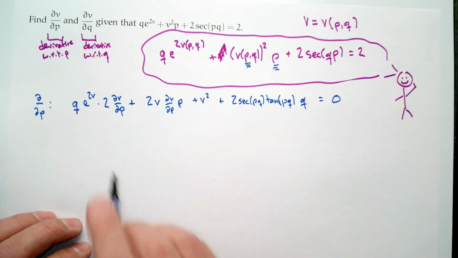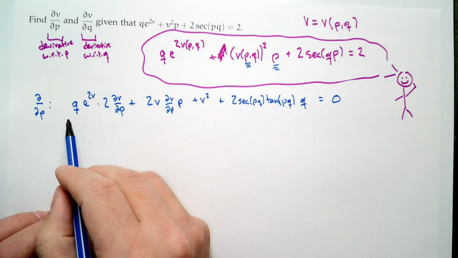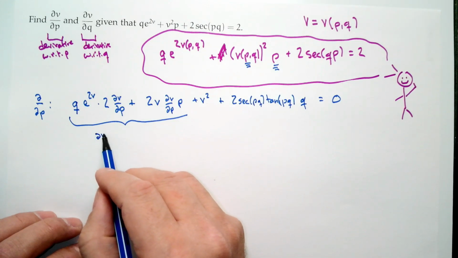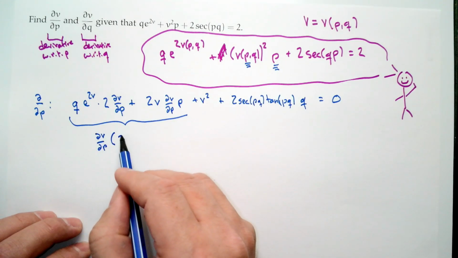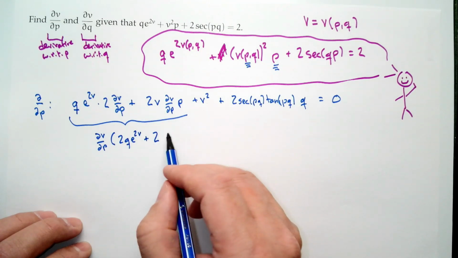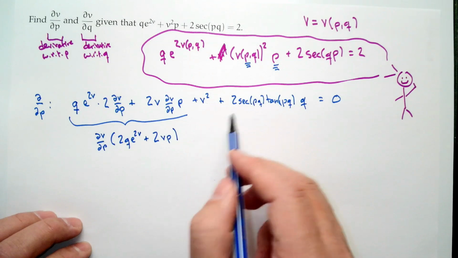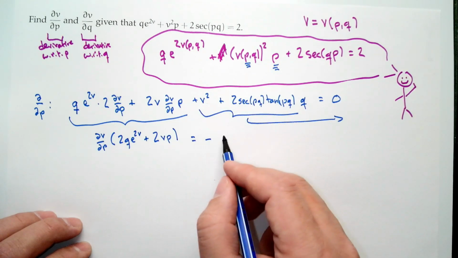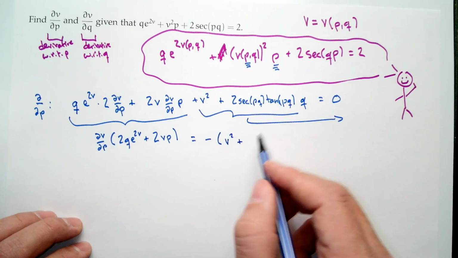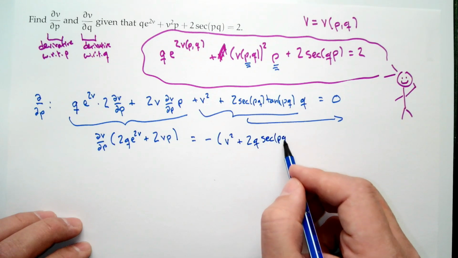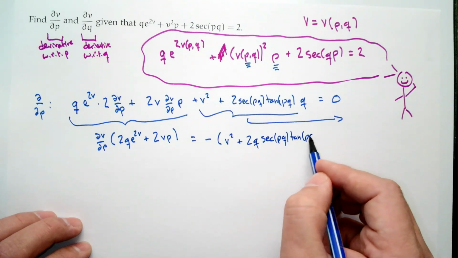Now, at this point, what we do is gather all the things with a derivative. Well, it turns out, very conveniently for us, they actually are gathered already. We factor that derivative out, so we get partial v partial p times (2q e to the 2v plus 2vp). And now the other stuff, you move over to the other side. So it equals negative of (v squared plus, I'm with a q up front, 2q secant(pq) tangent(pq)).